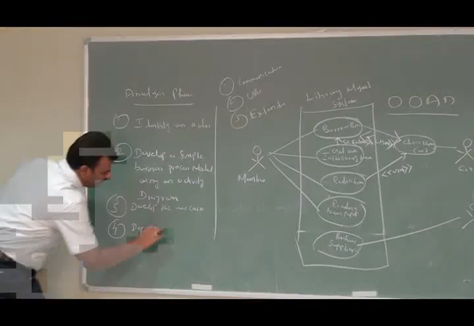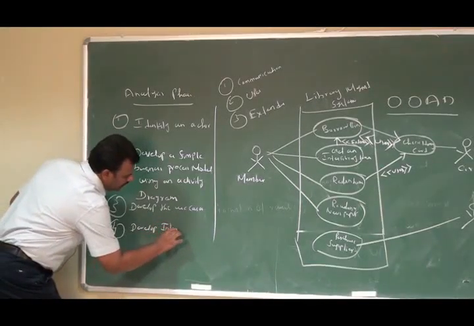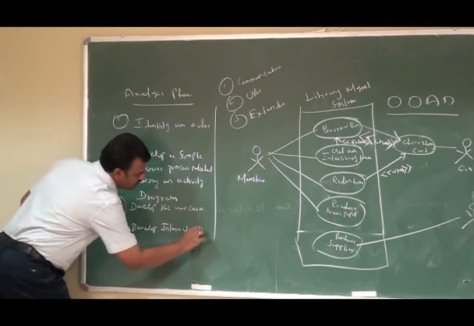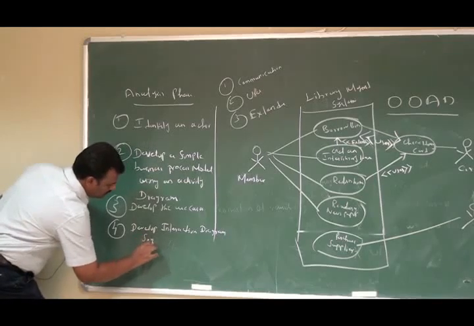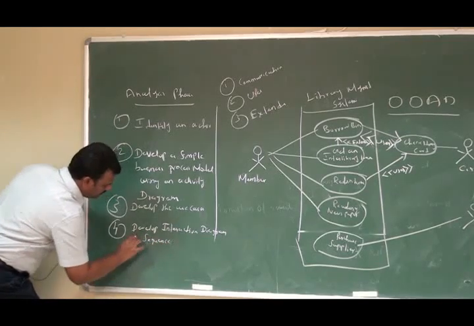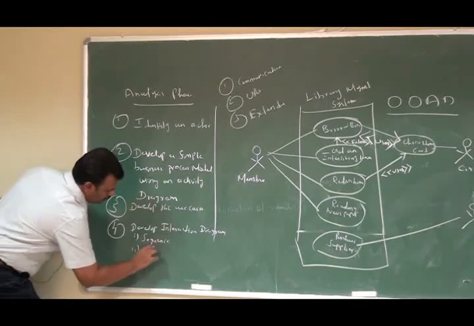The next one, develop interaction diagram. In interaction diagram, there are two types of interaction diagram. The first one is the sequence diagram. The second is the collaboration diagram.